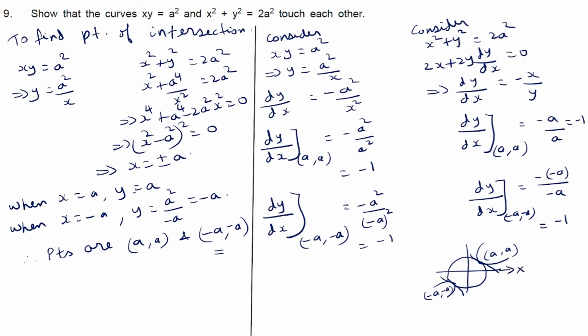This is the x-axis and this is the y-axis. So this is the curve x square plus y square equal to 2a square, and this is the hyperbola xy equal to a square. So thus we have proved that these two curves touch each other.